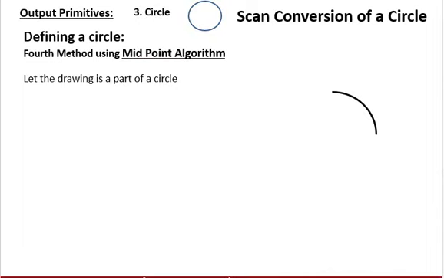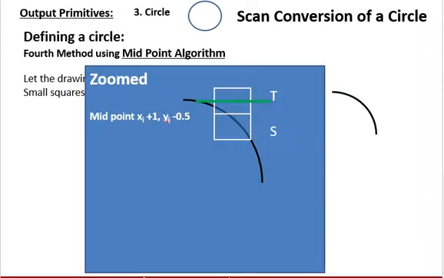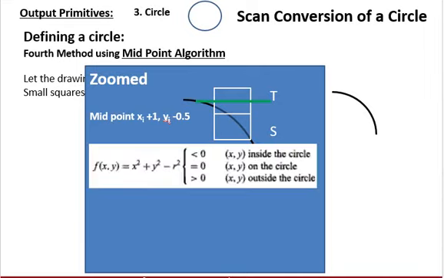Now, the midpoint circle drawing algorithm. The midpoint circle drawing algorithm is quite the same as the Bresenham algorithm. Here, if we zoom in, we can see those points in the midpoint section. Here we have some conditions. If the value is less than 0, then it is inside the circle. If it is 0, then it is on the circle, and if the value is greater than 0, then it is outside of the circle.